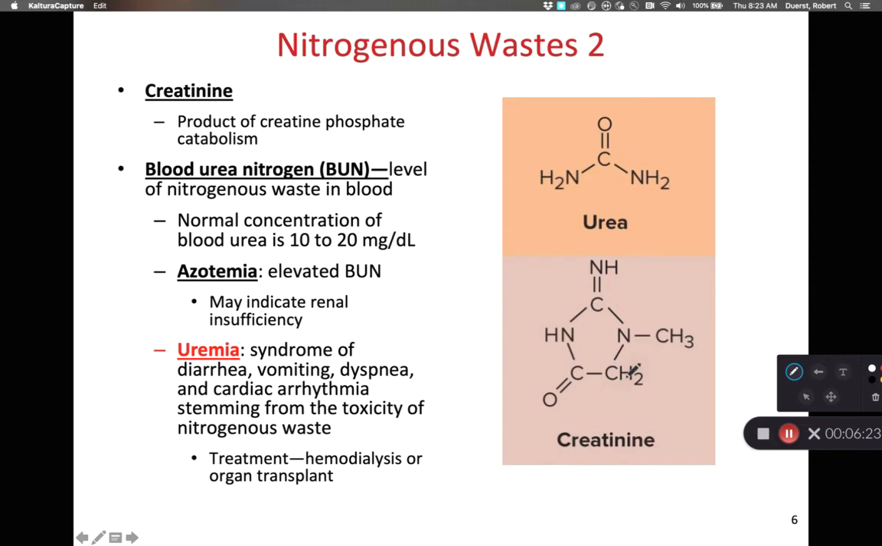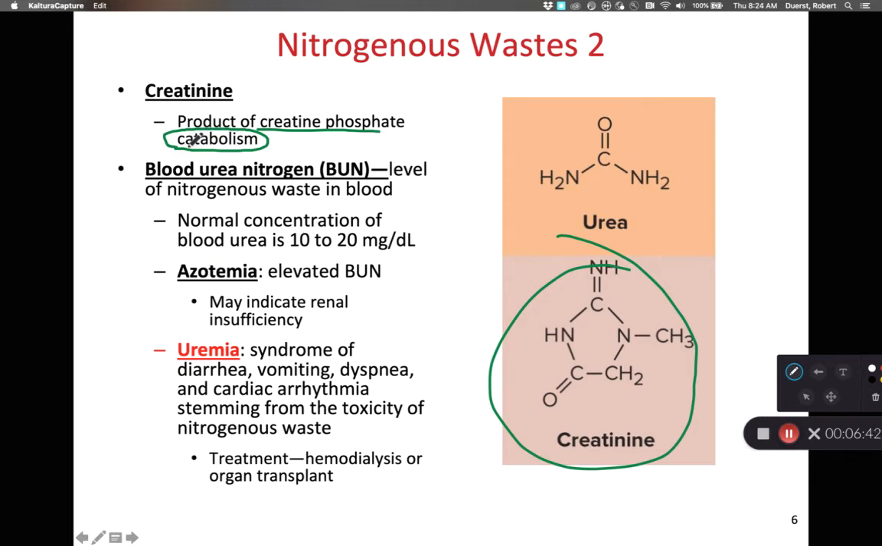We also are going to have creatine. And creatine, shown here, is a byproduct of the creatine phosphate reactions. So when we look at creatine phosphate catabolism, just review from last semester, a catabolic chemical reaction is when we break a molecule down into a smaller subunit.